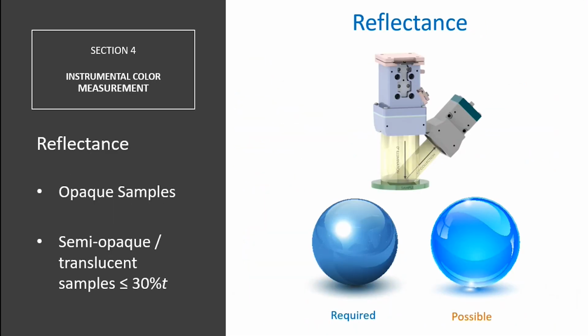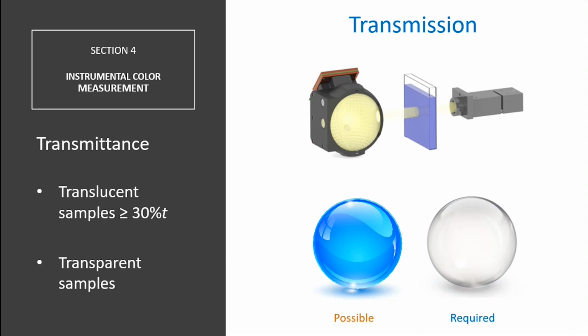Now, for opaque samples, reflectance is always required, and for semi-opaque or translucent samples, reflectance can be used. Typically, anything that is 30% transmittance or less, right? Less than 30% T, it's possible to use reflectance. It's possible to use transmission on the translucent samples that are above 30% transmittance, but it is required on transparent samples. You must use transmission on transparent samples.